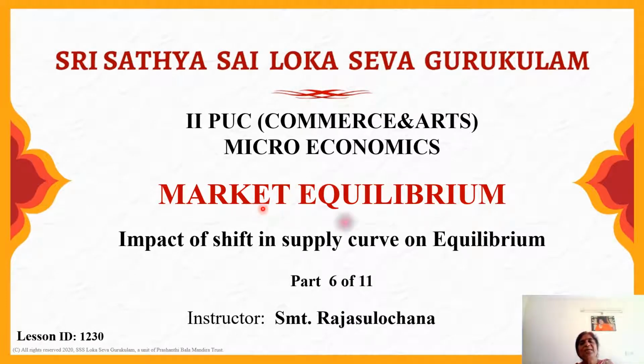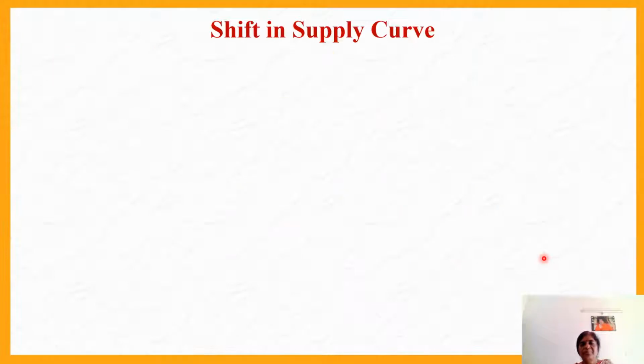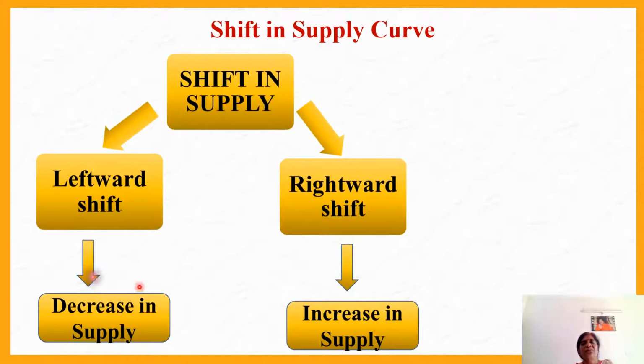Welcome to this session on market equilibrium. Today, we are going to discuss the impact of shift in supply curve on equilibrium. When we say shift in supply curve, there are two types: leftward shift and rightward shift. What happens when there is a leftward shift? Supply decreases. When there is a rightward shift, supply increases.